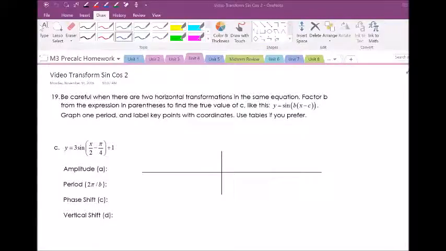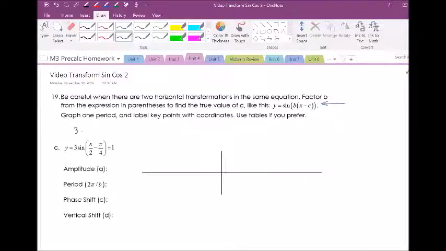This is number 19c on page 6, I think, of the Unit 4 Packet 1. So I'm going to graph y equals 3 sine x over 2 minus pi over 4 plus 1. The first thing I need to do is factor the value of b out of the parentheses. If you take a look at the way it should look, we need to separate the b from the c to reveal the true value of c.